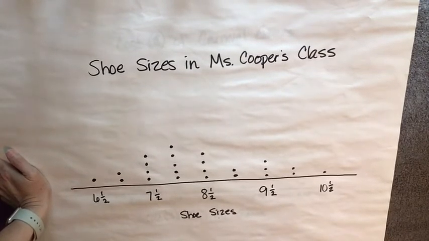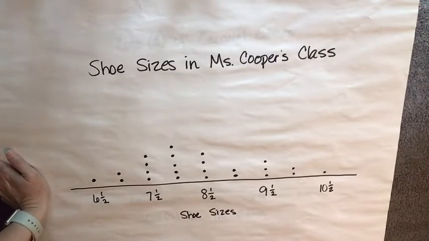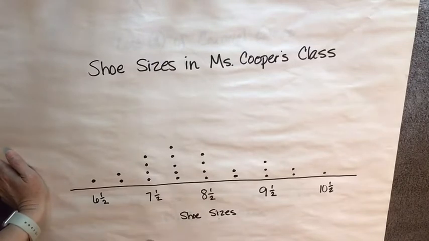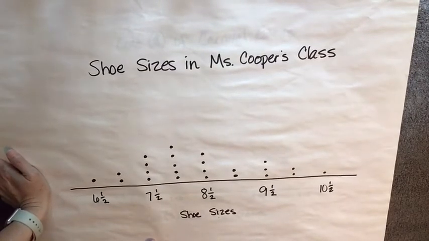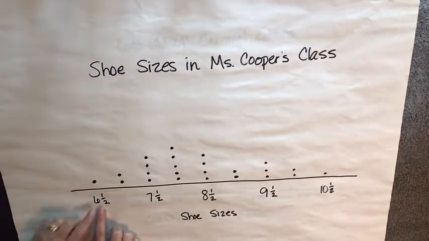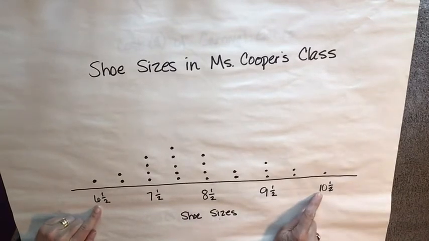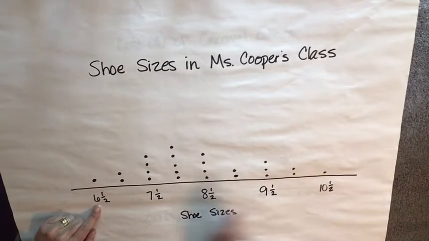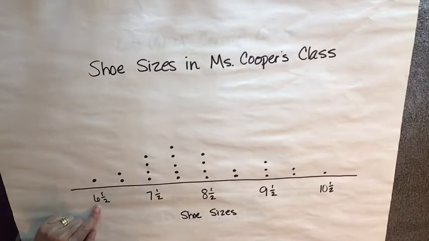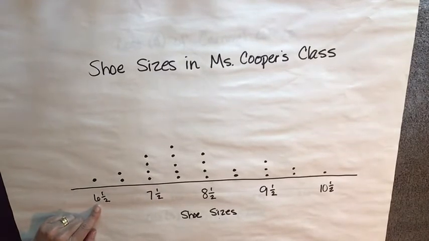But remember, stem and leaf plots helped us to see how often something occurred in a range, like how often students scored in the 70s on a test. So this helps us to see how often a specific number occurred. In this dot plot, we're looking at shoe sizes in Miss Cooper's class. And you can see that we're talking about shoe sizes from 6.5 up to a 10.5. And for each one of these dots, one person had that shoe size.